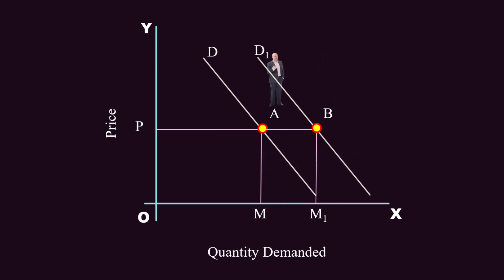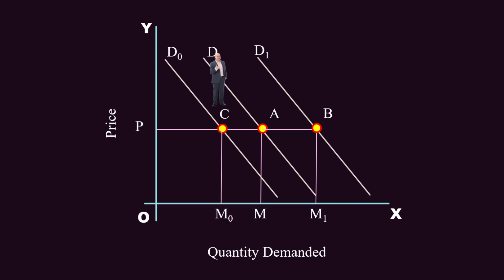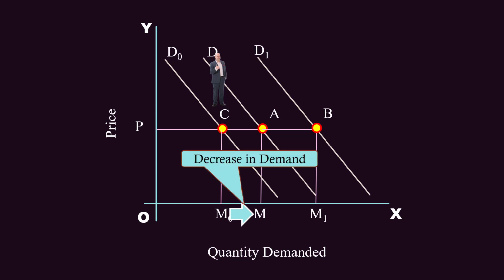If there is a fall in the income of the consumer, he buys less at the existing price. The demand curve shifts to left. D0 is the new demand curve. The consumer moves to point C. At the existing price P, he buys M0 units. M0 is less than M. This is known as decrease in demand.